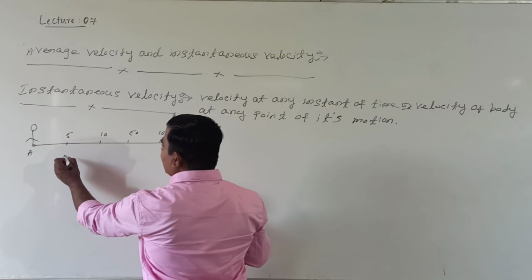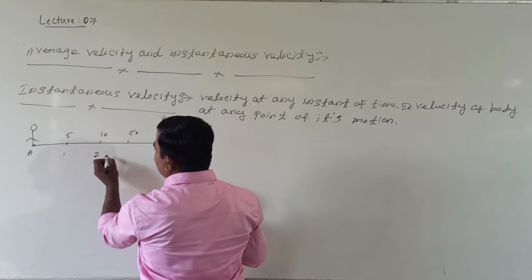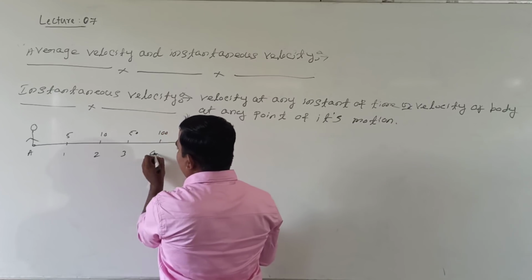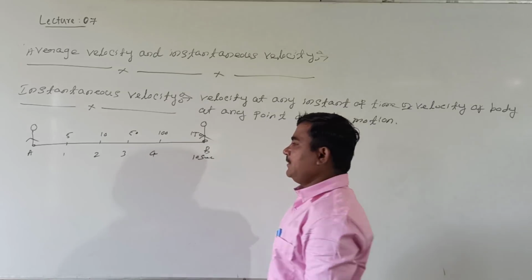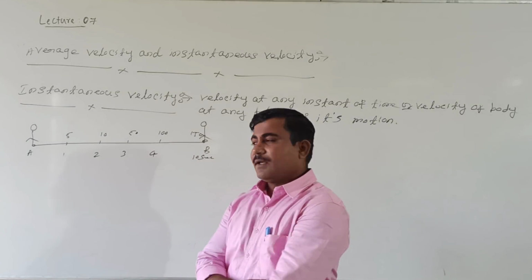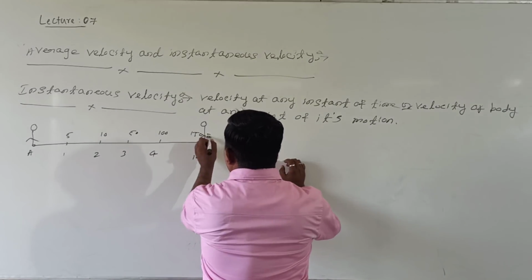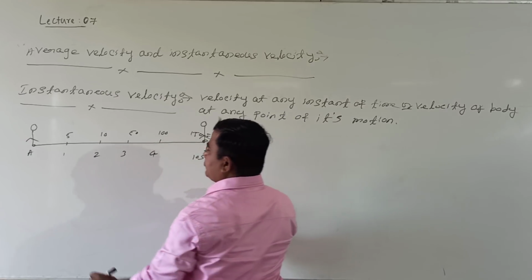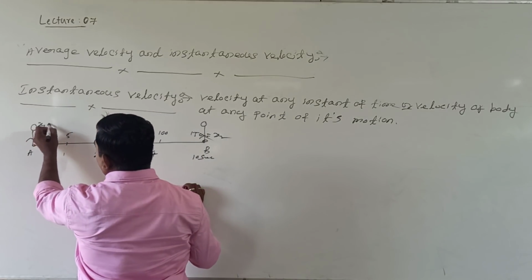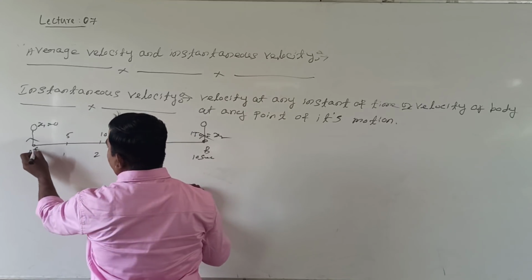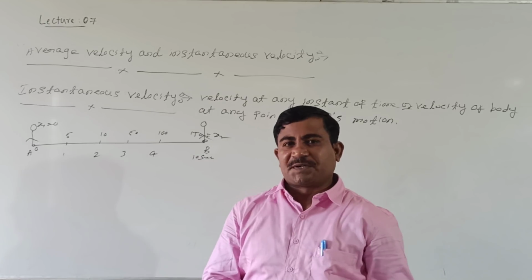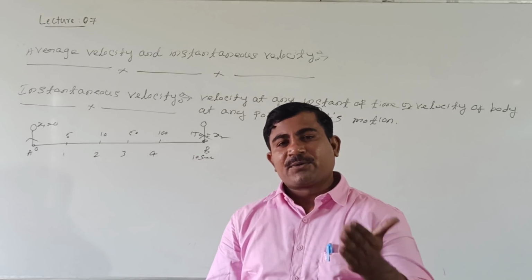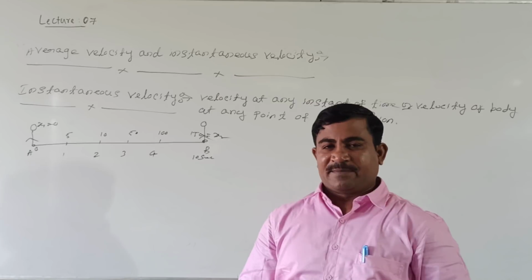The time is 1 second, 2 seconds, 3 seconds, 4 seconds, and here the time may be 10 seconds. This is the final position, x2. The initial position is x1, which is 0, and the time is 0. We know average velocity. What is average velocity? Total displacement divided by total time.